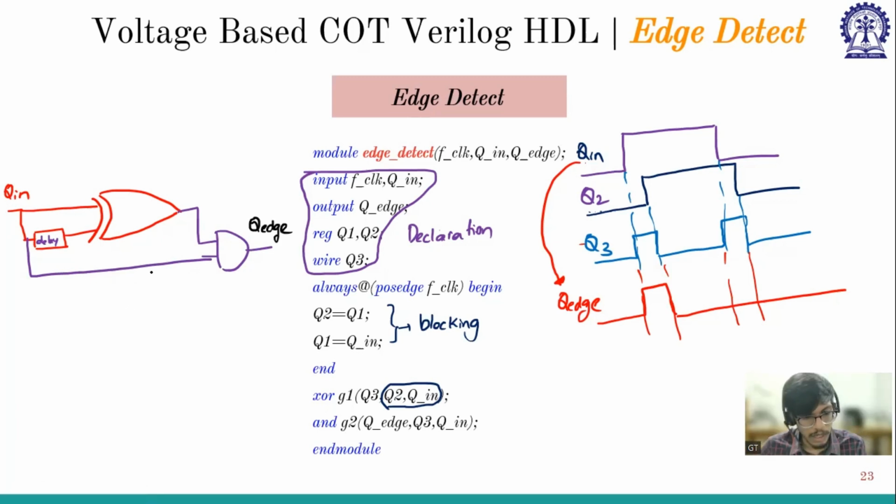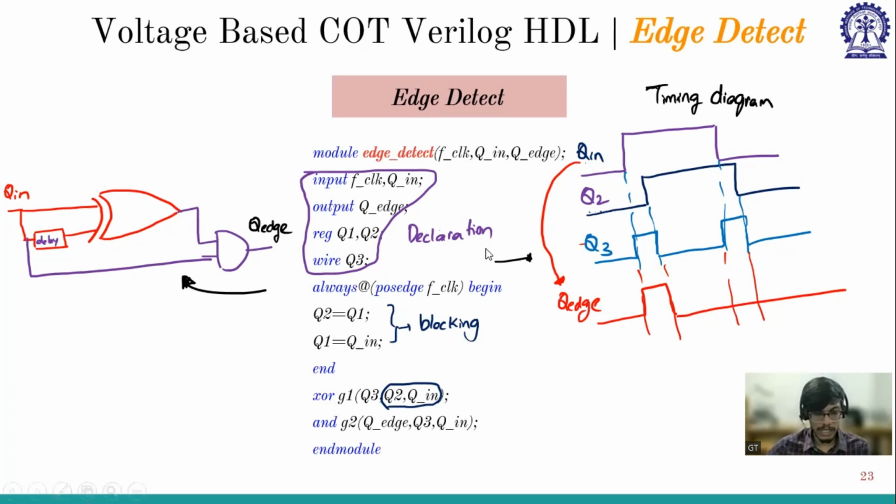So this is the complete representation of this code, and this is the timing diagram. The timing diagram is very crucial, because of which we can understand what exactly is happening and how the edge is coming. Yeah, someone was asking a question.